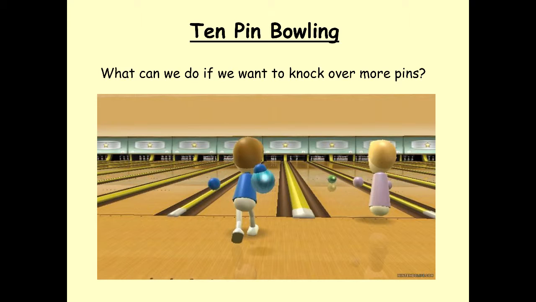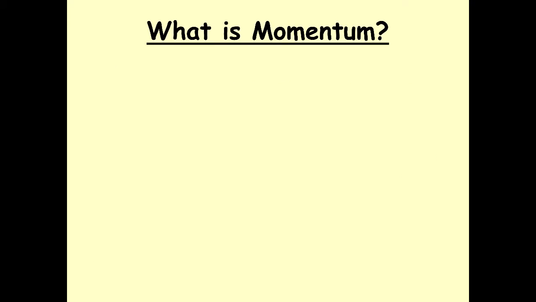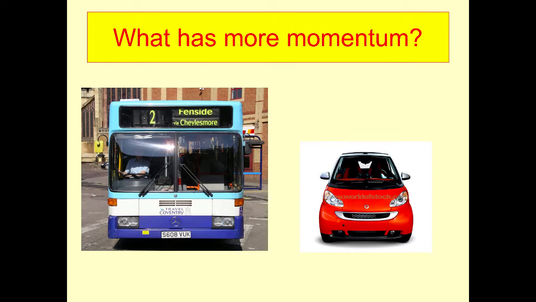There are two things we can do to actually knock over more pins. One is to bowl the ball faster, give it high velocity, or secondly, you can use a heavier ball. Either of those two will give you more chance of knocking over more pins. So you can use that to think about what momentum is. Any object that has both mass and velocity has momentum. So on the previous slide the bowling balls have mass, we give them velocity, therefore the bowling balls have what we call momentum.